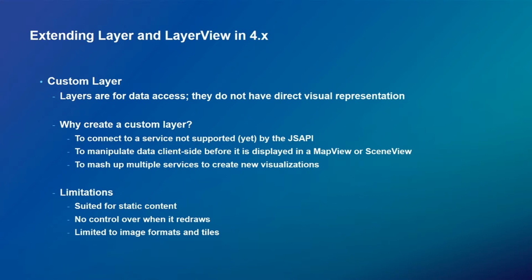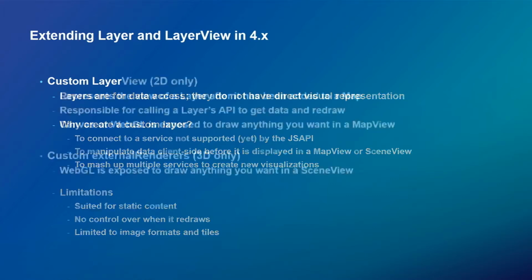So you might want to write a custom layer if you want to access a GIS service that isn't necessarily supported out of the box yet with the JavaScript API. You might want to manipulate some pixels of an image before they get rendered eventually in a map view or a scene view, or you might even want to combine two or more GIS services into one layer to make something unique. And I'll show you a few examples of that.